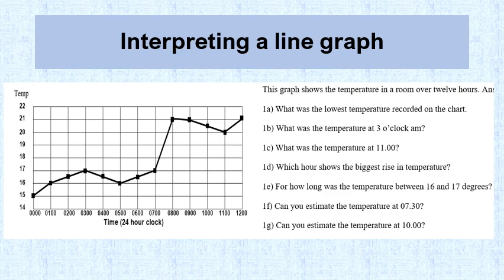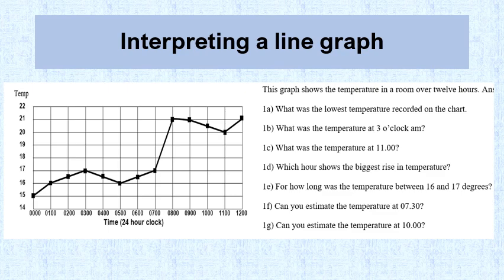Next question. Can you estimate the temperature at 7:30? So go to 0700 hours, 0800 hours, look in the middle between those two times. And if you look there, it should read 19 degrees Celsius. I would estimate the temperature at 7:30 to be 19 degrees Celsius.